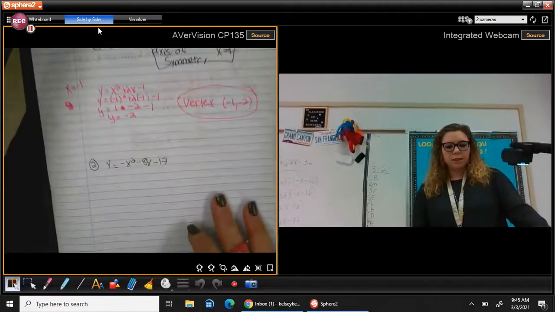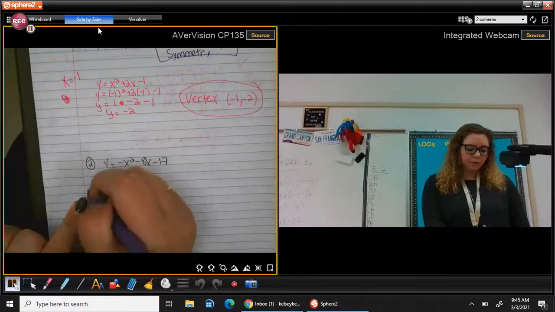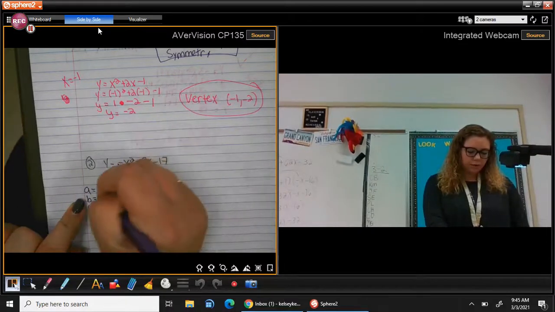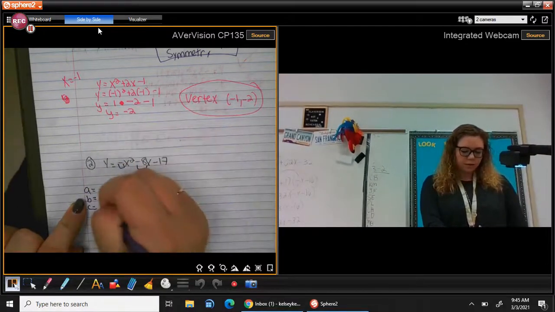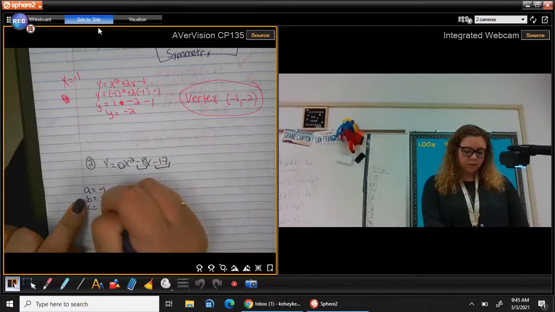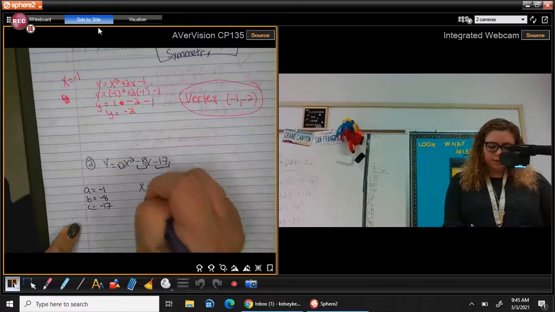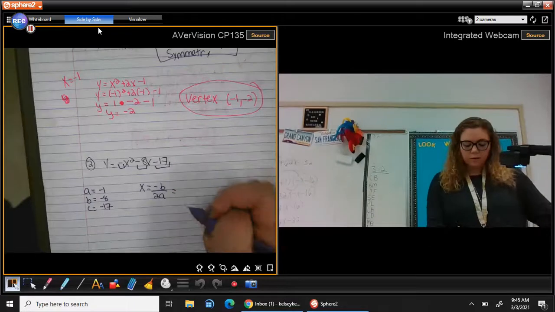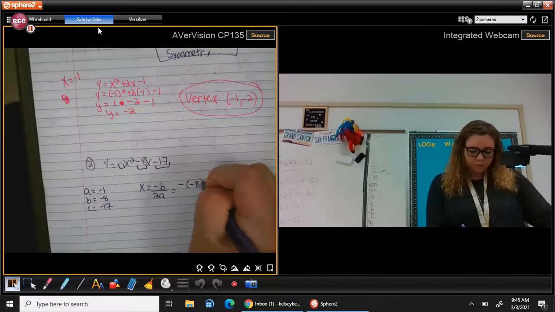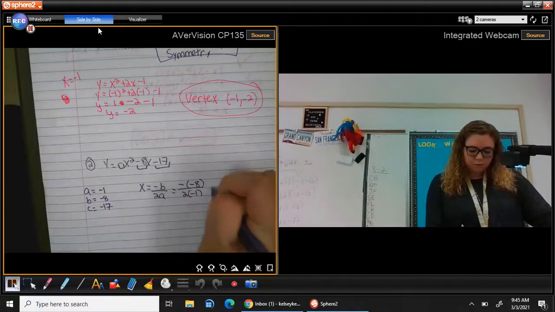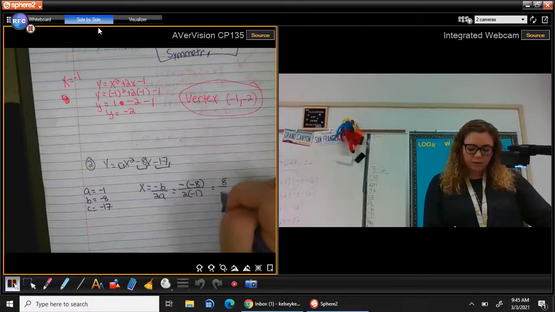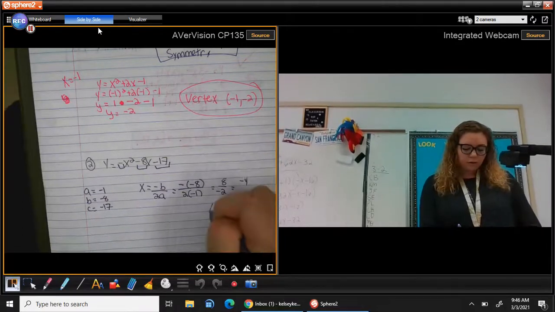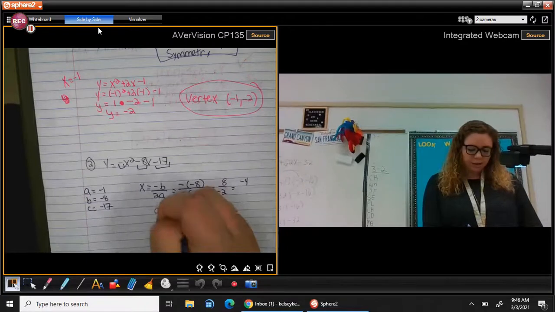Let's look at this next one. Again, label first. So I have -1, -8, -16, -17. Use my formula for my axis of symmetry. Don't forget this negative, because it will make your problem wrong. Negative times a negative is a positive. 2 times -1 is -2. 8 divided by -2 is -4. So x equals -4, and that's going to be my axis of symmetry.